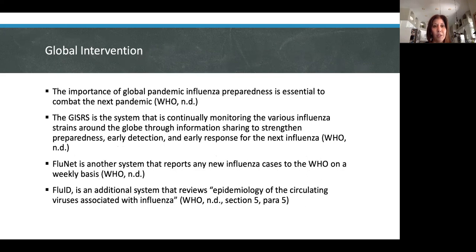And then we have global intervention. So we've already talked about how the World Health Organization has their surveillance system set up to strengthen preparedness, early detection, early response. FluNet is another system that reports any new influenza cases to the World Health Organization on a weekly basis. And FluID is an additional system that reviews epidemiology of the circulating viruses associated with influenza.